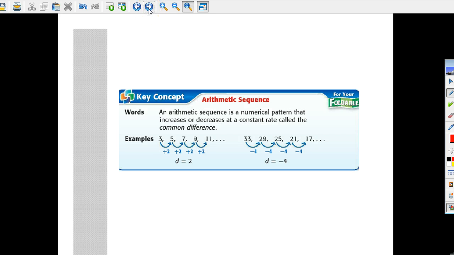Okay, arithmetic sequence. So again, an arithmetic sequence is a numerical pattern that increases or decreases, it can decrease as well, at a constant rate called a common difference. So 3, 5, 7, 9, 11 is adding by 2, so 2 is the common difference. 33, 29, 25, 21, and 17 is subtracting by 4, so the common difference is negative 4. Okay, so it's decreasing, it's a negative number.